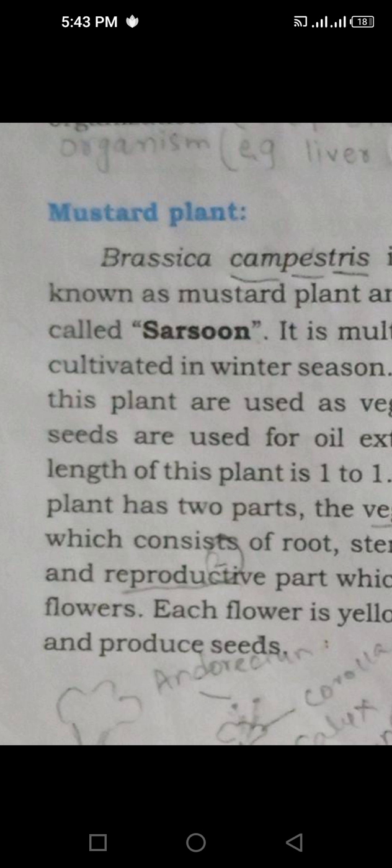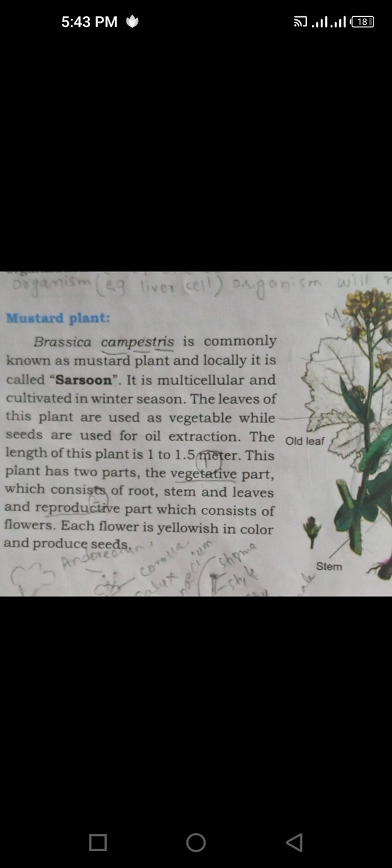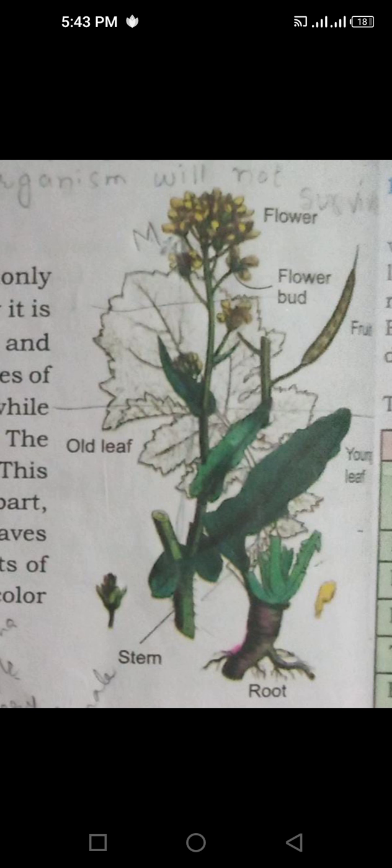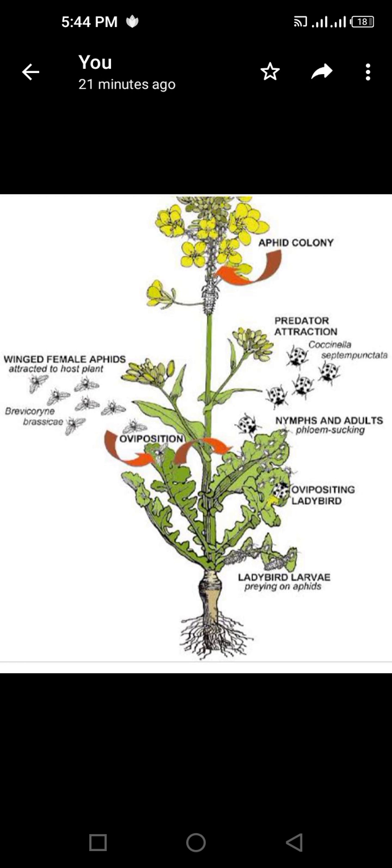So when many cells combine together, they form a multicellular organization or multicellular organism. From the plant section, we will discuss multicellular organization, taking mustard as an example. Okay, let's see the plant of mustard. For reference, you can see page 10 of your textbook. Mustard plant, you know it. Its common name is sarson, and in biology you call it Brassica campestris.